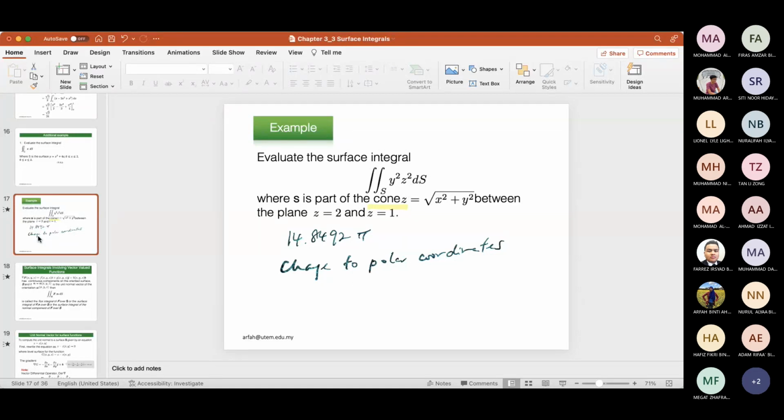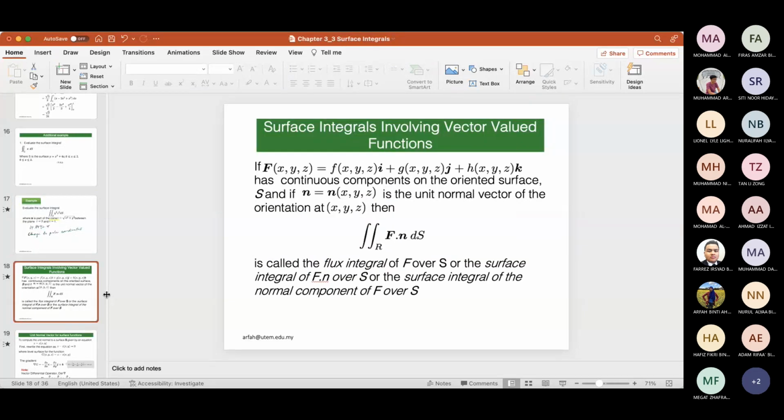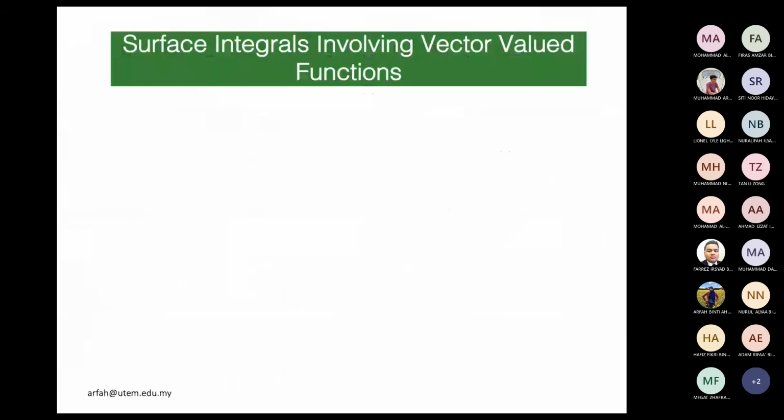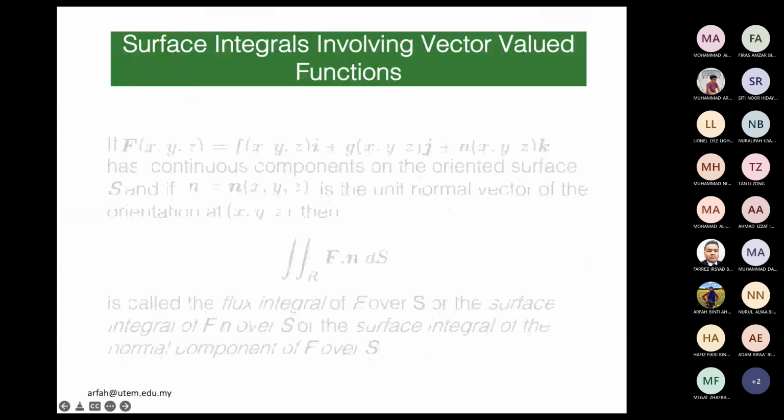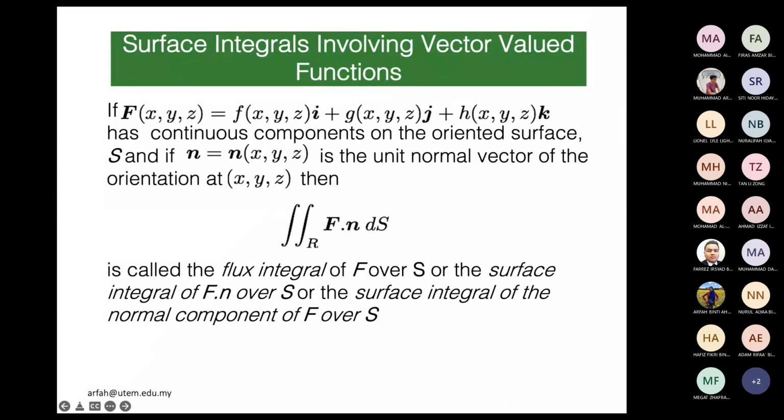Okay. So today we will continue with the surface integral involving the vector value function. If you have a function F, where you have a function of x, y and z for the i term, a function G of x, y and z for the j term, and a function H of x, y and z for the k term, all of these have continuous components on the oriented surface S.